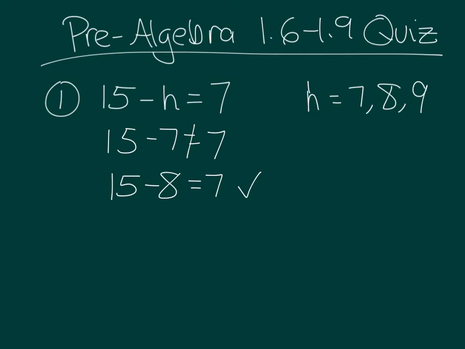So we really don't need to check 9 because once we find that 8 is the correct one, then we would simply write in the answer blank that H is equal to 8, and we could stop right there. It could be different operations. It could be something that has some division in it. So let's go to a new slide and take a look at some division.